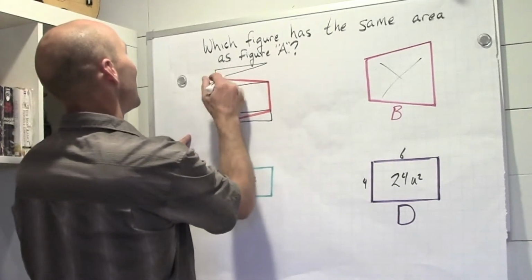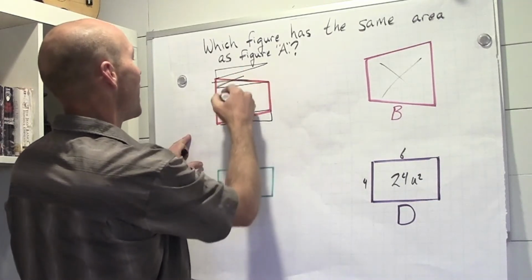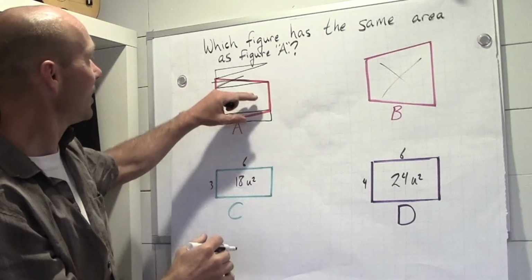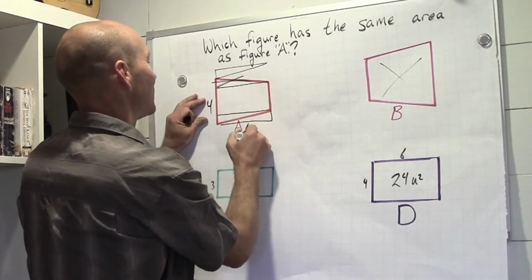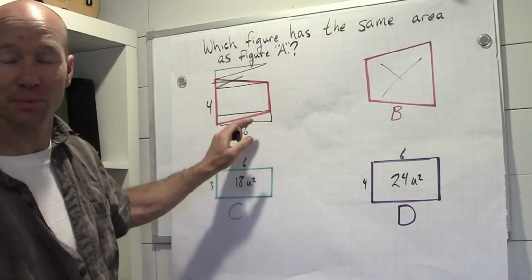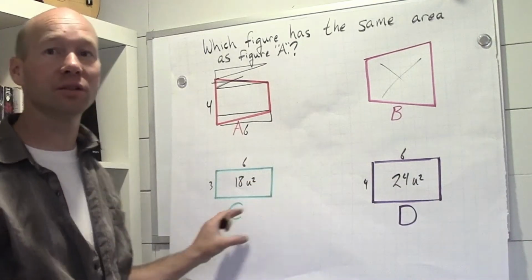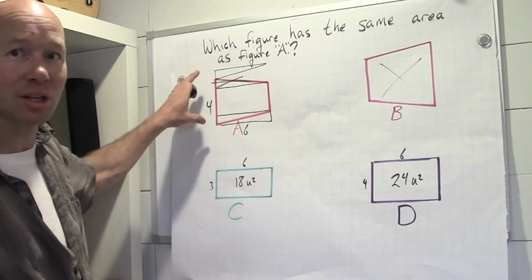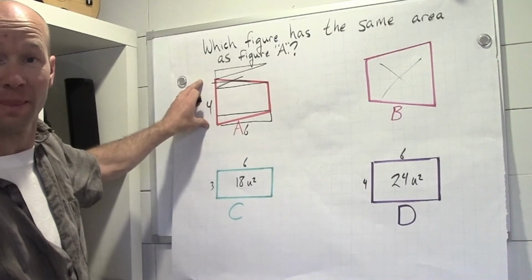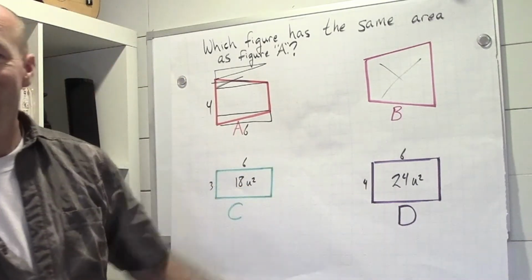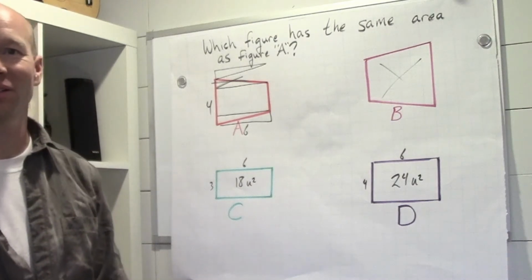So if I were to just take this off, cross that off, and move it down here, I now have a 4 by 6 rectangle. And which one of these 2 rectangles match that top figure? That's right, D. D is our answer.